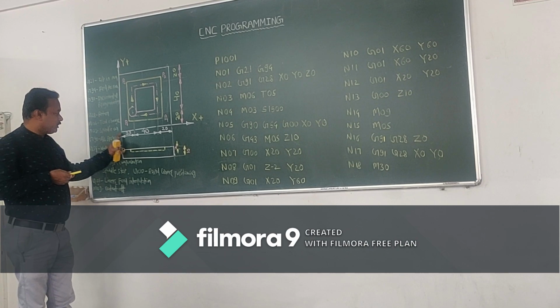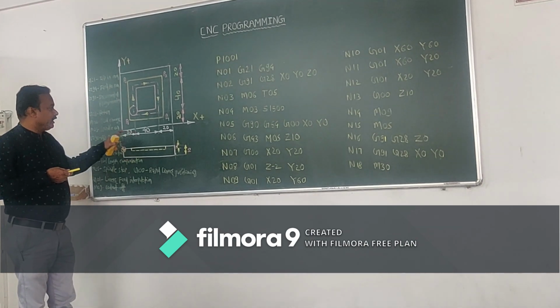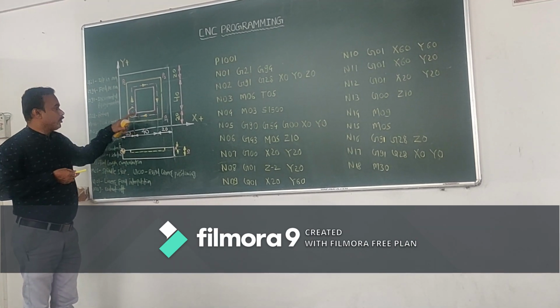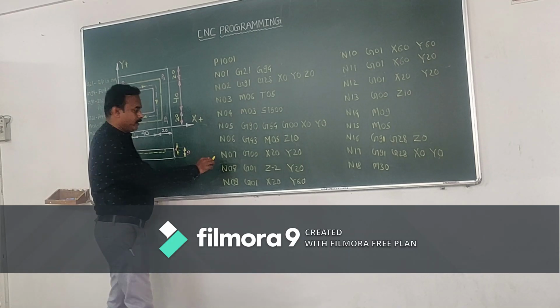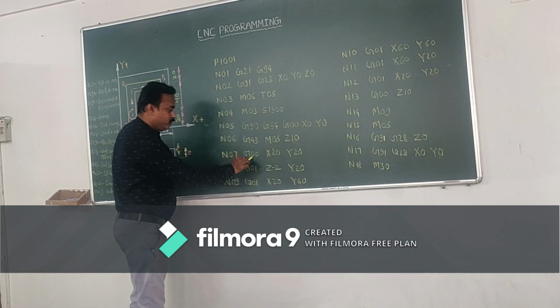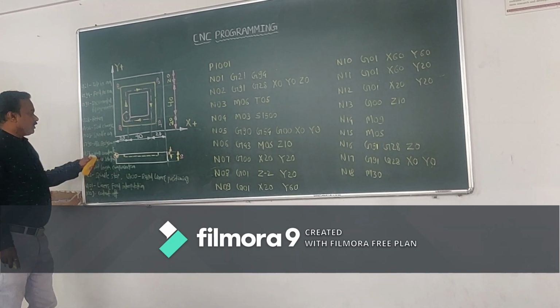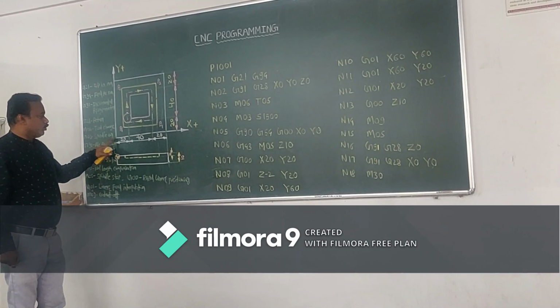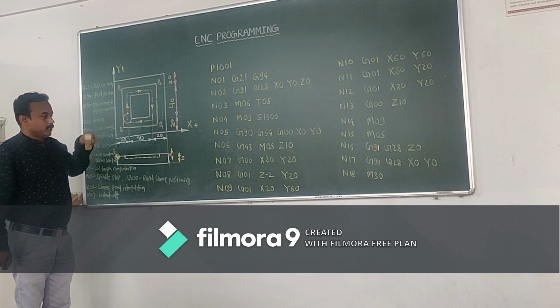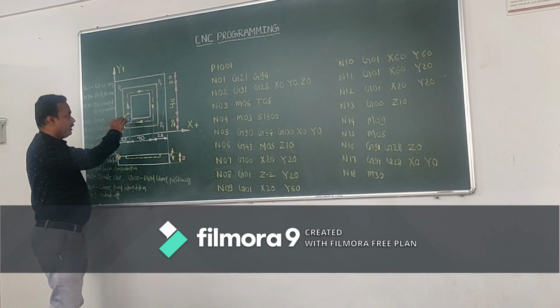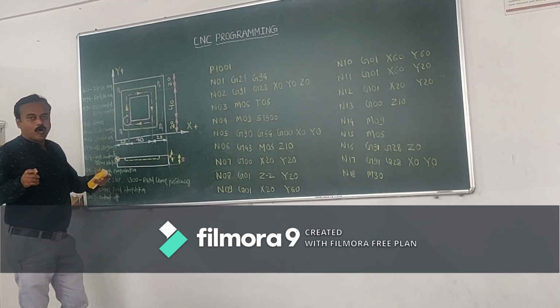Having the coordinate system, X is equal to 20 and this Y distance is also 20. Now in this step, G00 X20 Y20 means you are going to start your tool from this position to this position. Now from this point you are going to start the actual operation.